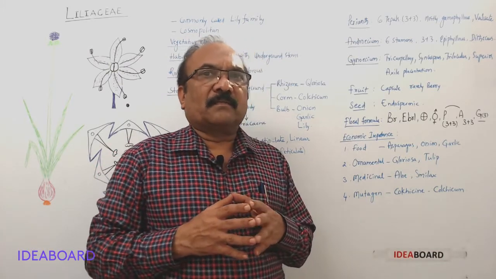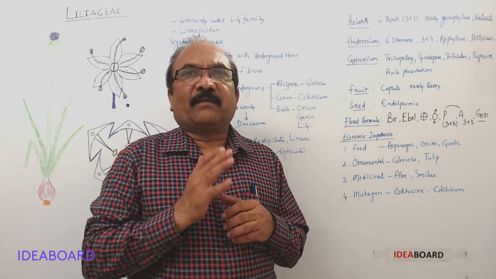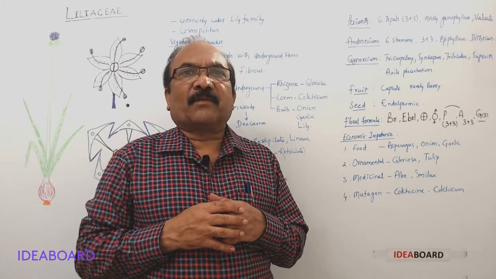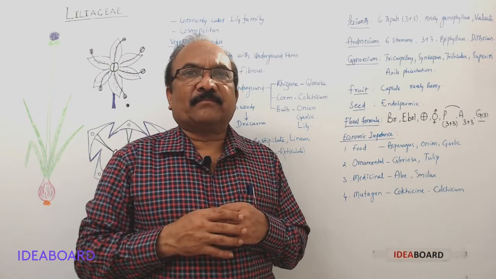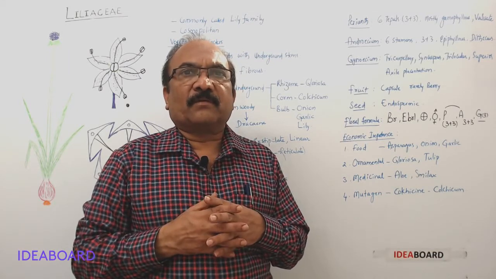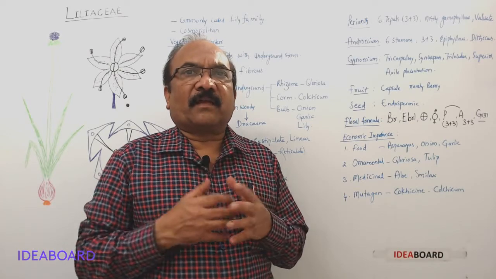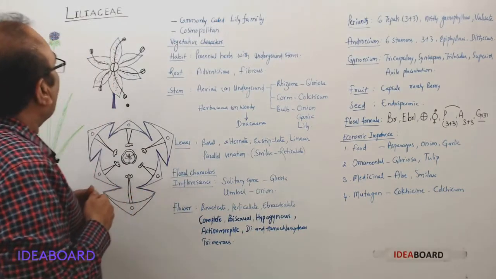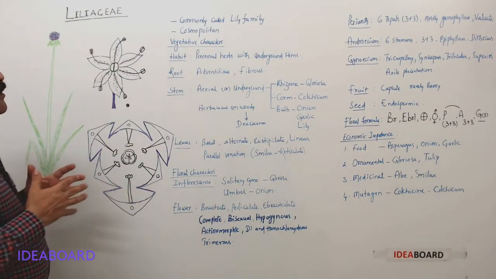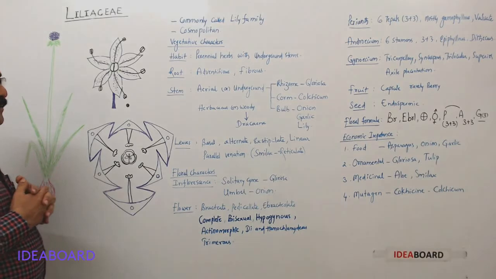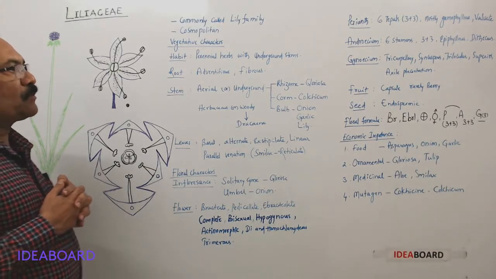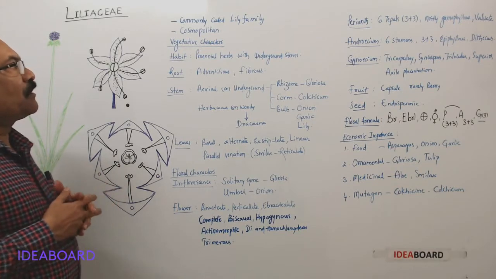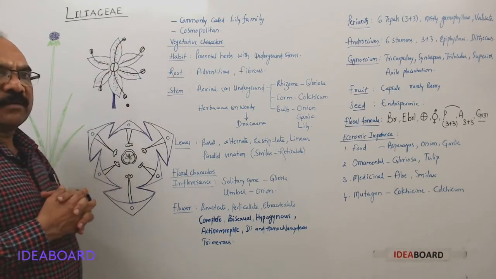This Liliaceae is commonly called the lily family. That itself indicates that the family is named after the plant lily. I hope you know that we are all familiar with the lily flowers. These family members are distributed everywhere in the world, so worldwide in distribution, or otherwise you can call them cosmopolitan.